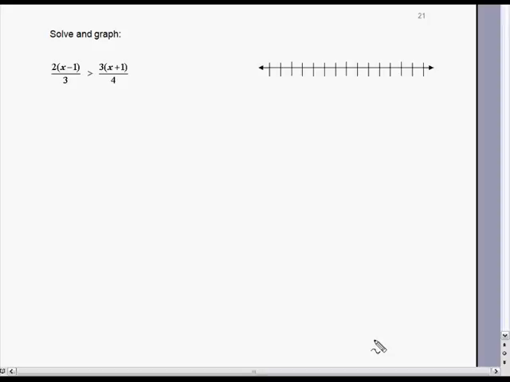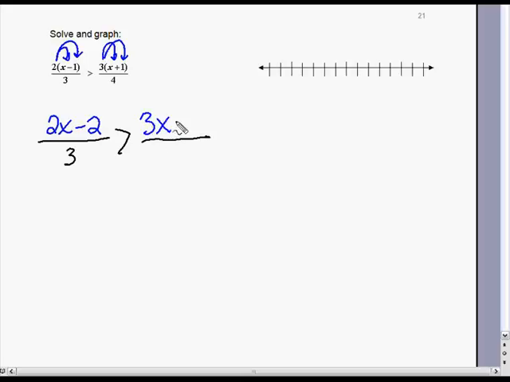Here's another inequality. In this one, we'll also clear parentheses first, multiplying the 2 to the x and 2 to the negative 1, multiplying the 3 to the x and 3 to the positive 1. That would give us 2x minus 2, divided by 3, is greater than 3x plus 3 divided by 4.